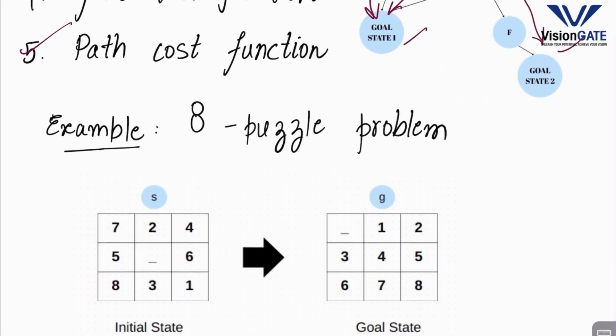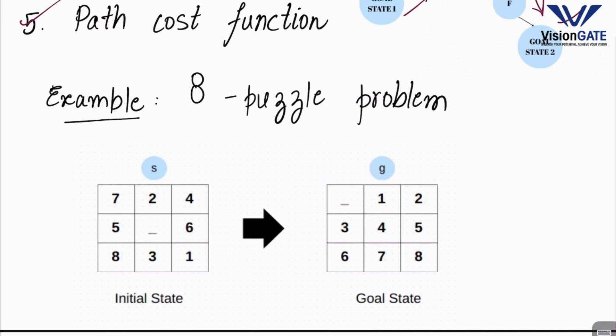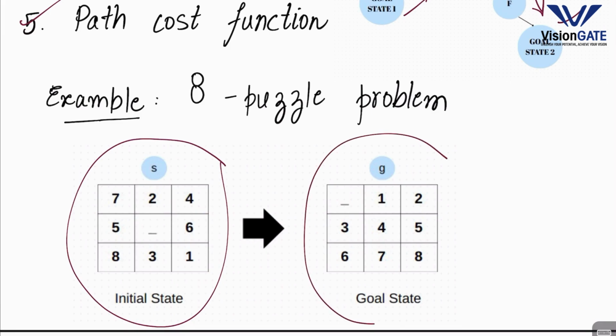Now let's take a specific example of the 8 puzzle problem. This puzzle consists of a 3x3 grid with numbered tiles from 1 to 8 and a blank space. You'll be given an initial configuration like the one you see on your left, and the goal is to reach the final configuration like the one you see on your right. The final configuration will be the same 3x3 grid with the blank occupying the first tile and the numbers 1 through 8 sorted top to bottom, left to right.